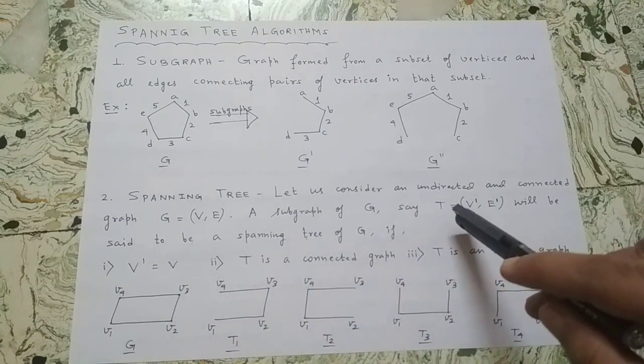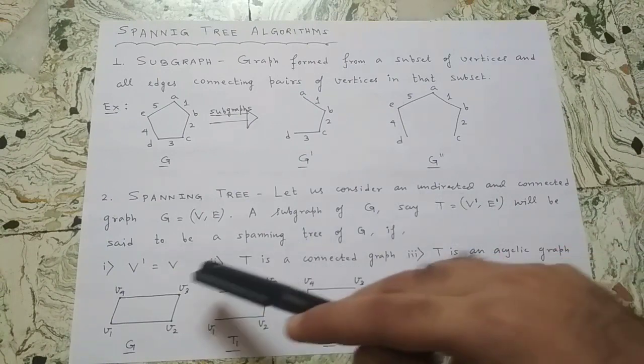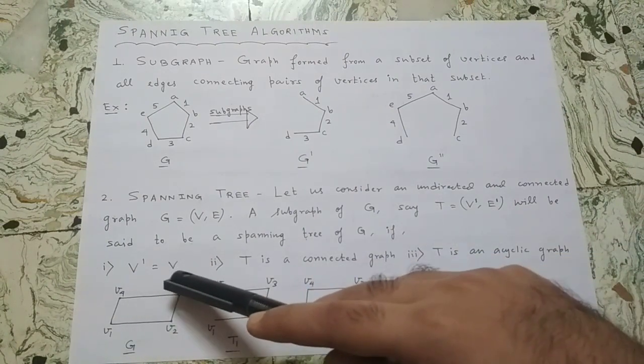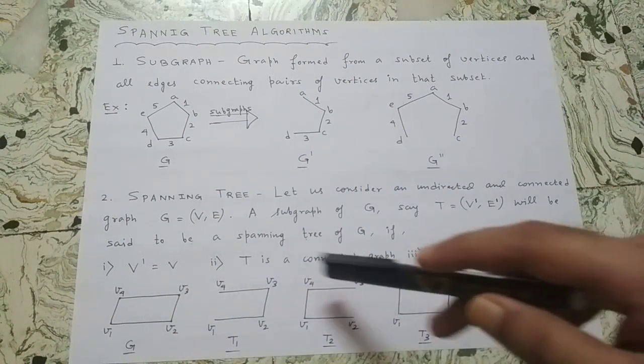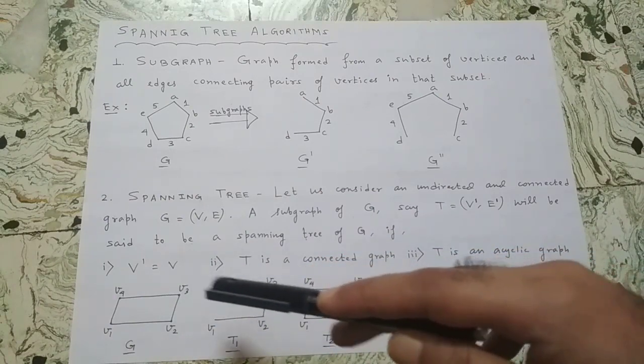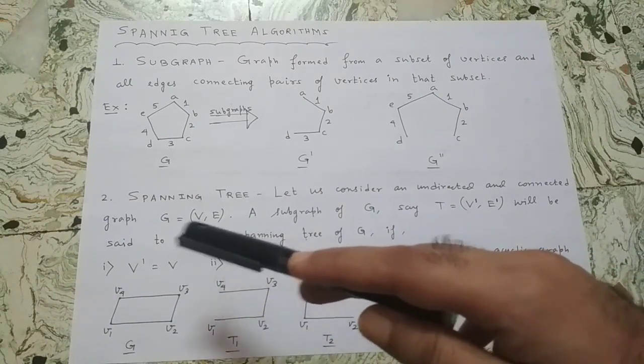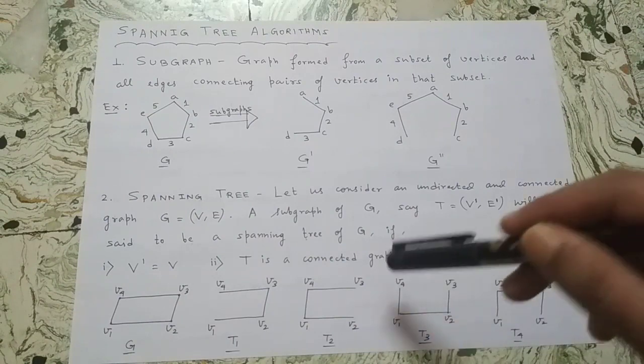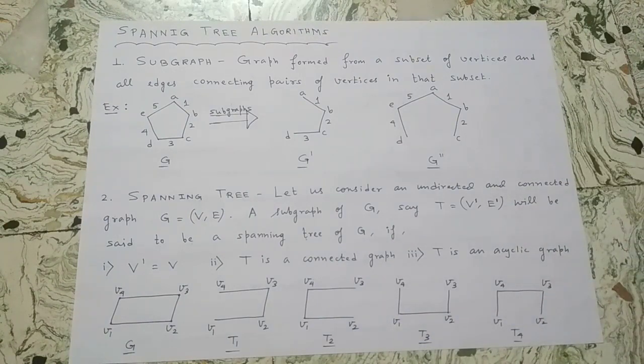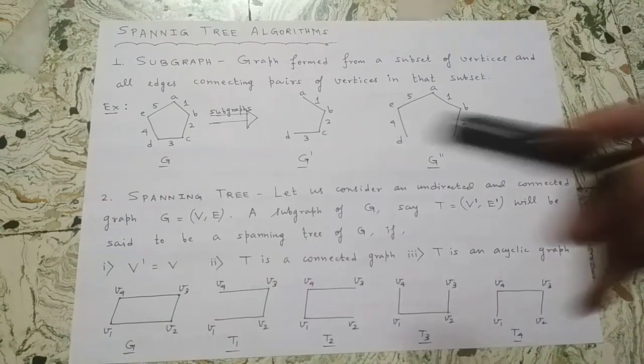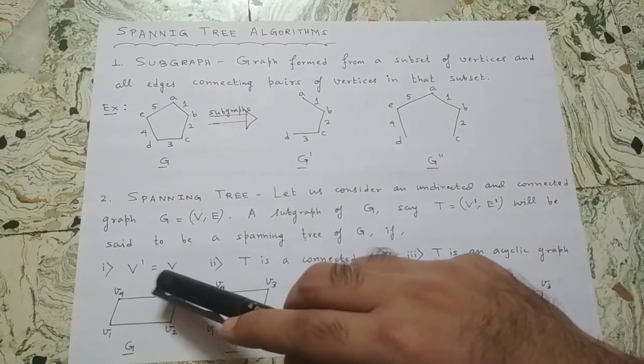So you can see that the vertex set of my subgraph T is V dashed. Now the content of V dashed has to be the same as the content of V. That means all the vertices which are present in the original graph must also be present in my spanning tree, which is a subgraph. Remember, the first condition for a graph to be a spanning tree is that it has to be a subgraph. So in the subgraph, all vertices of the original graph must be present. That's point number 1, which has been shown here.